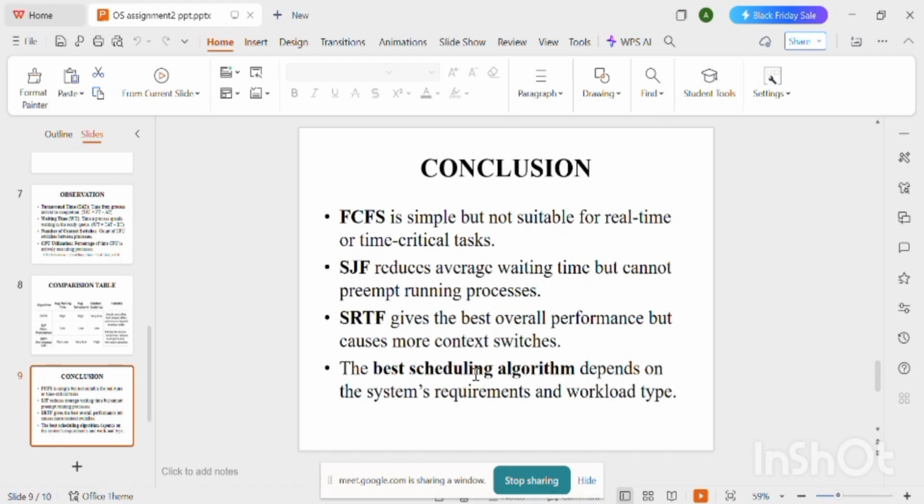The best scheduling algorithm depends on the system's requirements and the workload type.